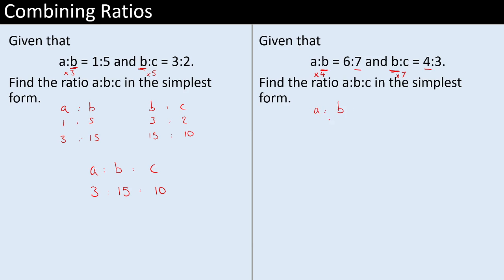So a to b is going to be the ratio 6 times 4 is 24, 7 times 4 is 28. And b to c is going to be the ratio of 28 to 3 times 7, which is 21. My combined ratio of a to b to c is then going to be 24 to 28 to 21.